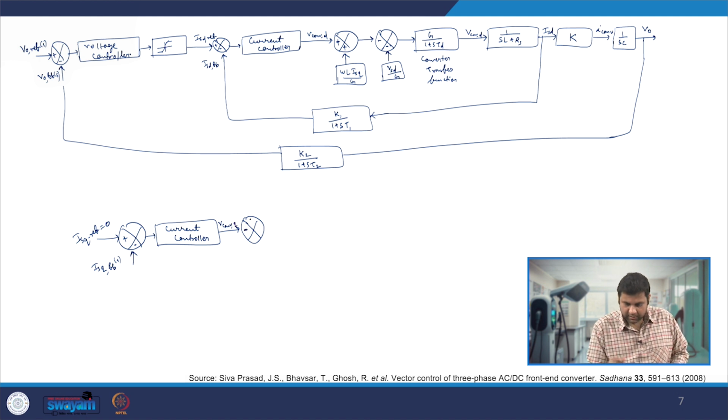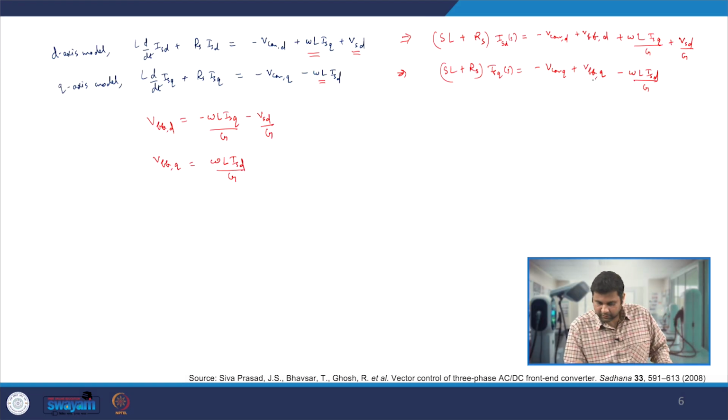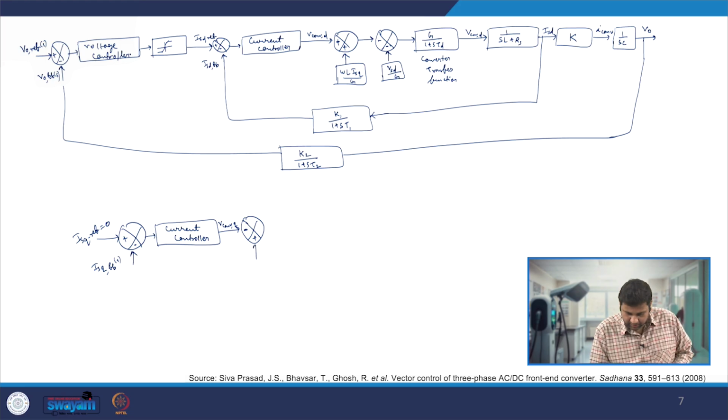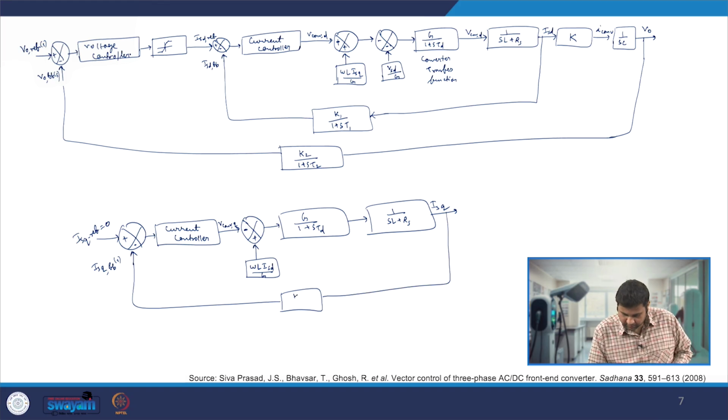This will be, if you look very carefully, minus, and plus VFQ we have to add. That VFQ is nothing but omega L ISD by G, and this is then going to G pi 1 plus STD, and then going to 1 by SL plus RS, and that will give you my ISQ value. This will be fed back through the current sensor whose transfer function is K1 by 1 plus ST1.